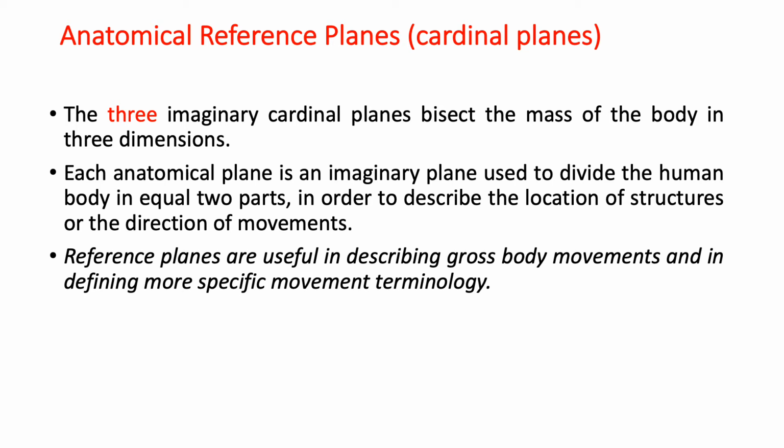So two points are associated. The purpose is to describe the movement or the location, and how do we do it? By dissecting the body into two parts. So how many planes do we have? Up till now the message is we have a total of three anatomical planes or cardinal planes, and each of these three planes will divide the body into two equal parts.